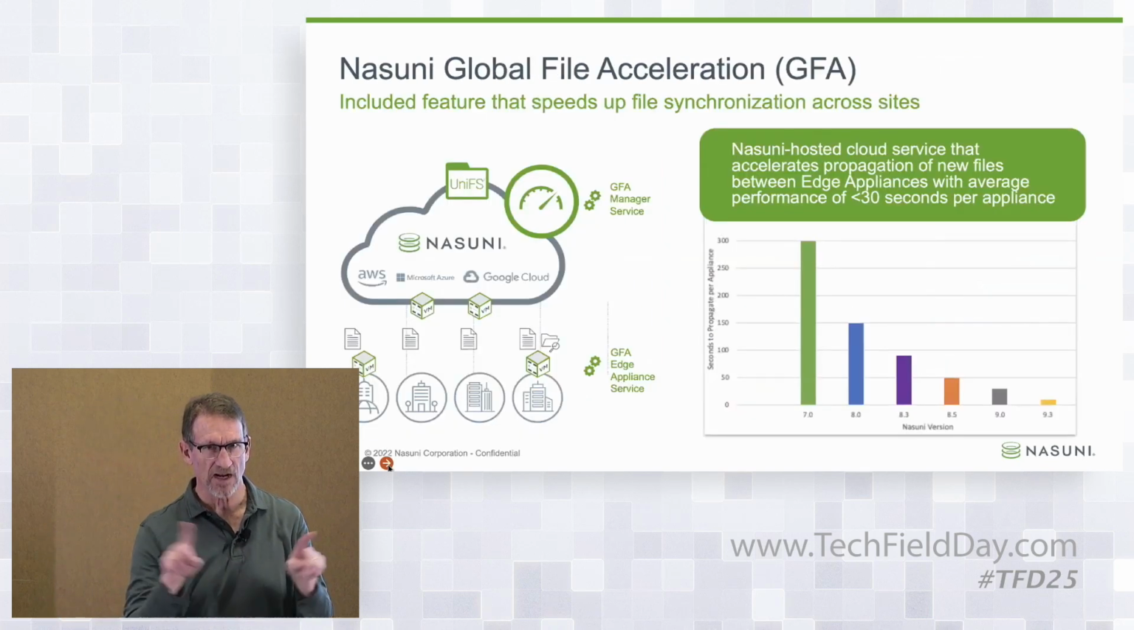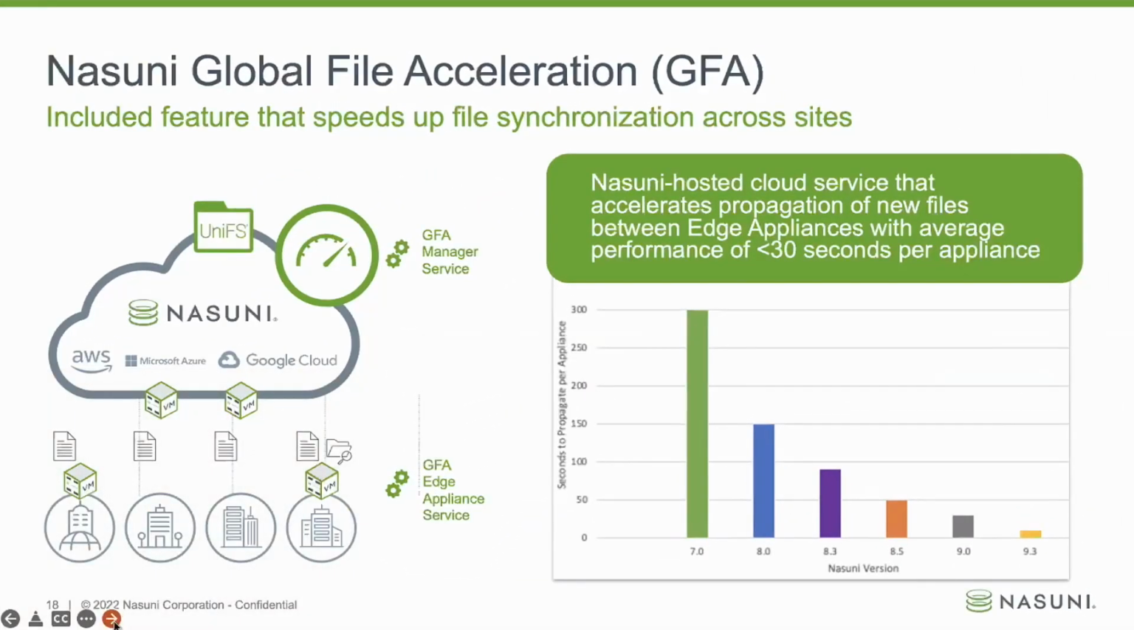I mentioned that synchronizing data across multiple locations is a key value proposition for Nasuni. We put that on steroids last year when we added this feature called Global File Acceleration. Global File Acceleration is a cloud service that we built.